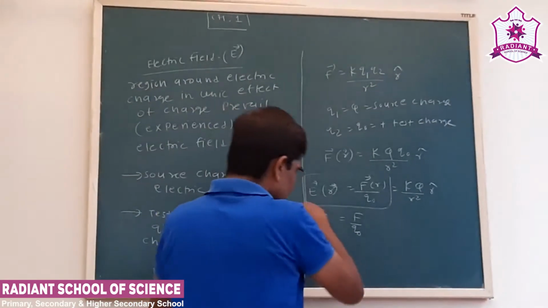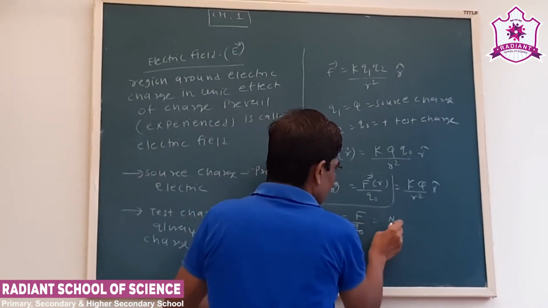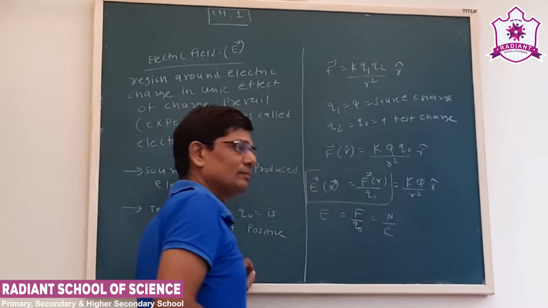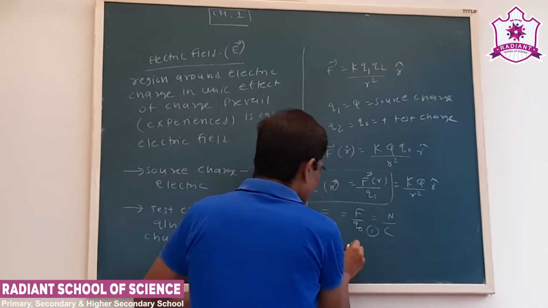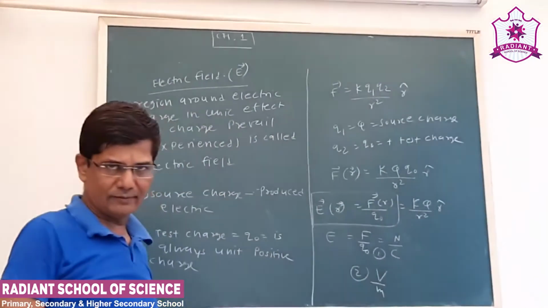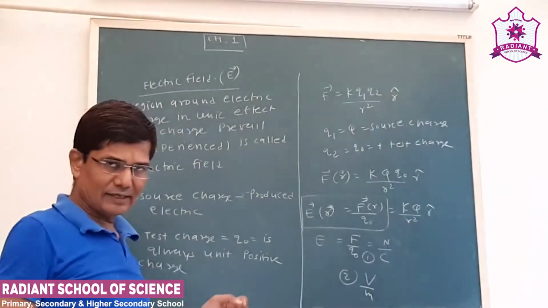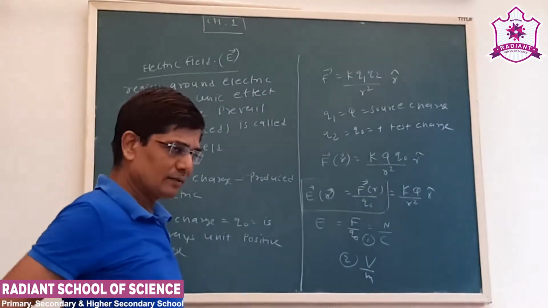Now we find out the unit of the electric field. Force is in Newton, charge is in Coulomb. So the first unit is Newton per Coulomb. Now the second unit is volt per meter. Capital V stands for volt here. That we'll see in the second lesson. The second unit of the electric field will be volt per meter.